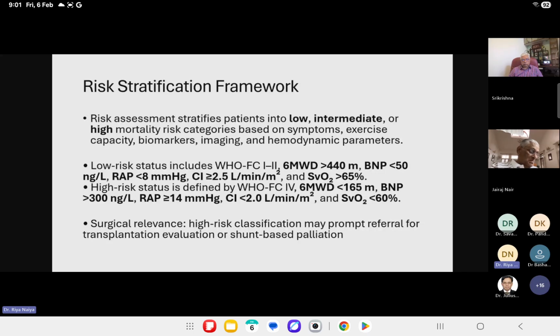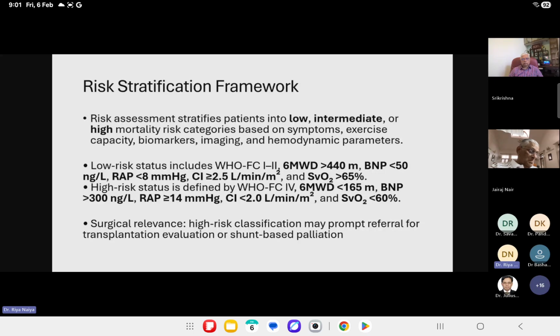High risk status is defined as functional class 4 with a 6-minute walk test of less than 165, BNP of more than 300, RA pressures of more than 14, cardiac index of less than 2, and mixed venous saturation of less than 60. So high risk classification may prompt earlier referral for transplantation evaluation or shunt-based palliation.